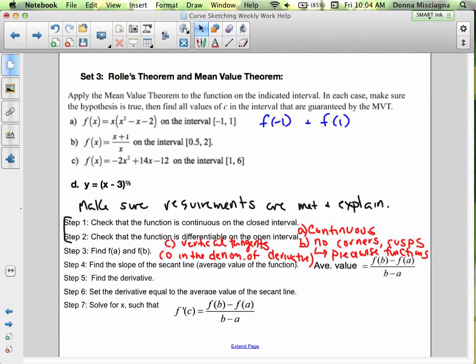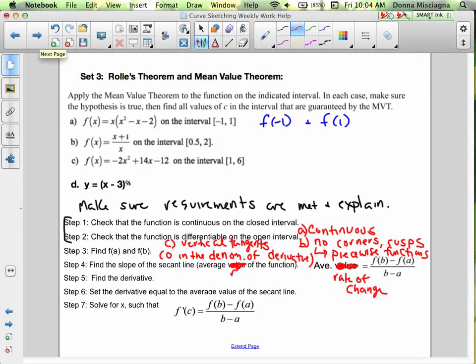You find f(a) and f(b), and then you find the slope of the secant line, which is the average rate of change, not the average value. I have that same typo from the lesson. I don't know what I had in my head when I wrote average value. Average value is something completely different. It doesn't even use the derivative. I think that's the only place I've got average value instead of average rate of change.